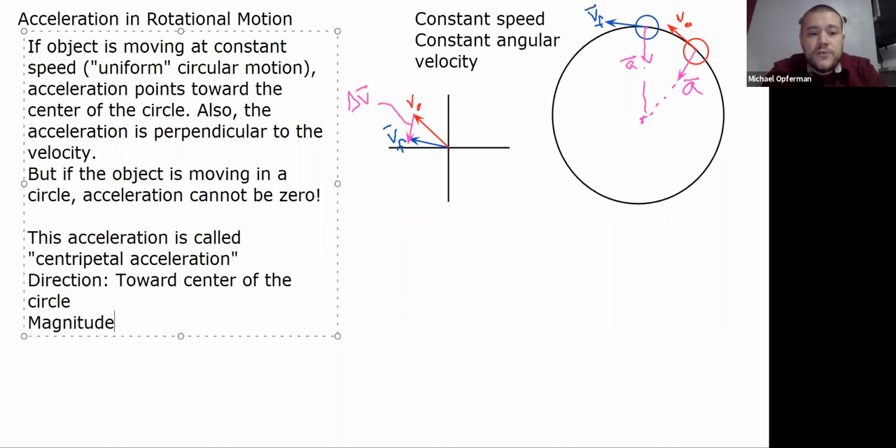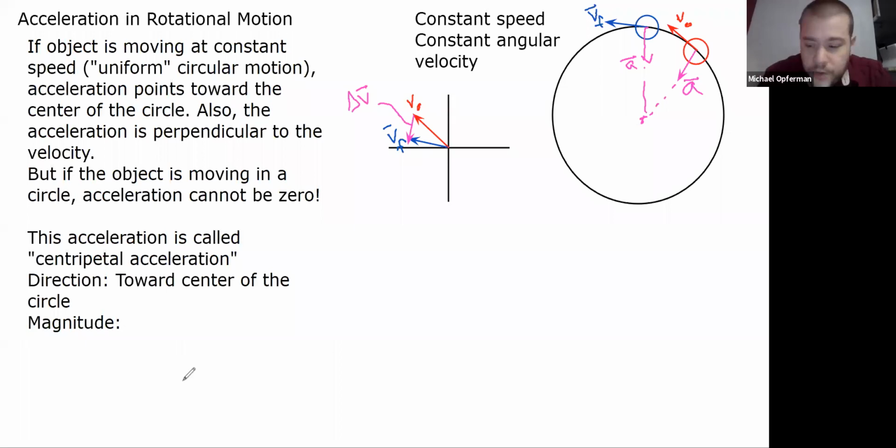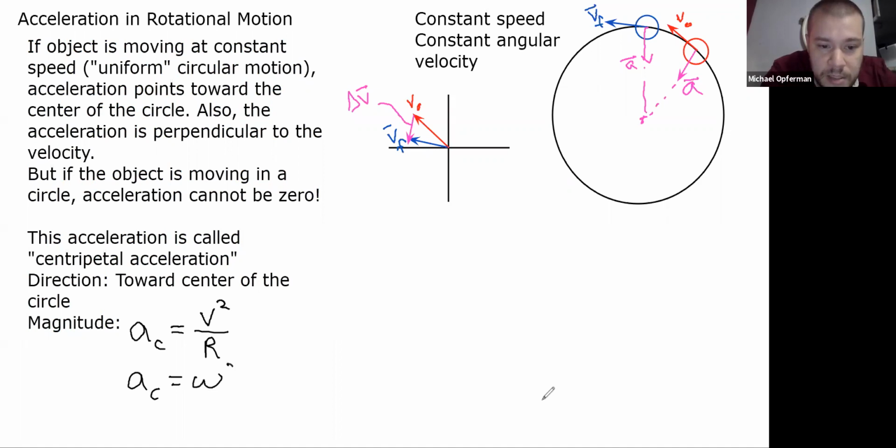And the magnitude of the centripetal acceleration, I'm not going to try to prove what it is here. I have something in the notes if you're curious, but the way it shakes out is that the centripetal acceleration magnitude is equal to the speed of the object squared divided by the radius of the circle that it's moving in. Or if you prefer rotational variables, it can also be written as the angular velocity squared times the radius of the circle the object is moving in. So that's how you handle the acceleration when you are in uniform circular motion.